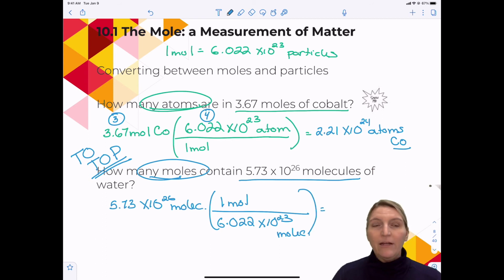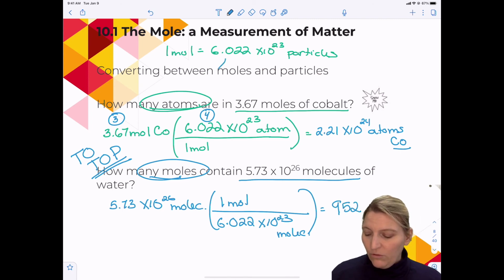So in my calculator, 5.73, and now we need to use scientific notation here. Remember, we use second and then the comma to get a small but uppercase E. And then I put in whatever the E stands for, the exponent of 10, which would be 26. My calculator should give me 952 moles of water.